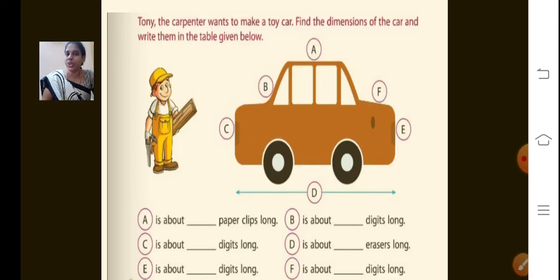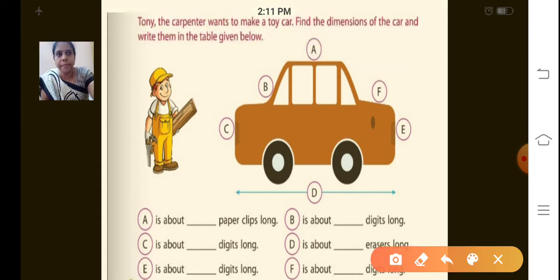Just see, Tony the carpenter wants to make a toy car. Find the dimensions of the car. Dimension means the length of each side, and write them in the table given below. Just take one paper clip. If you have a paper clip at home, just take that. A is about, just see what is the length of A. This is the A part, right? So keep the paper clip above that and see how many paper clips it takes. Write the answer here.